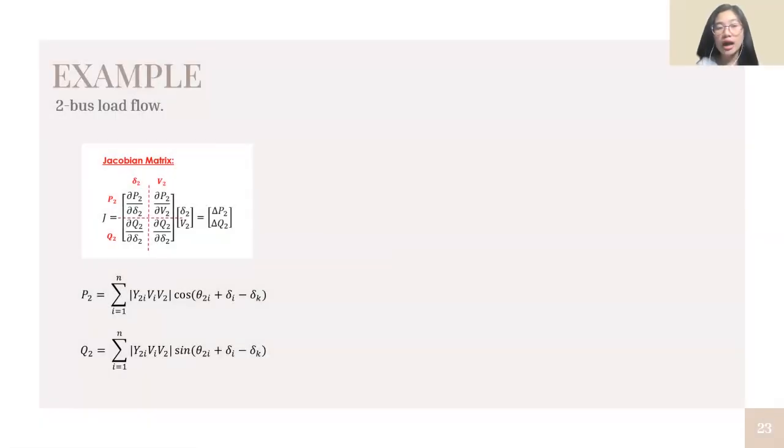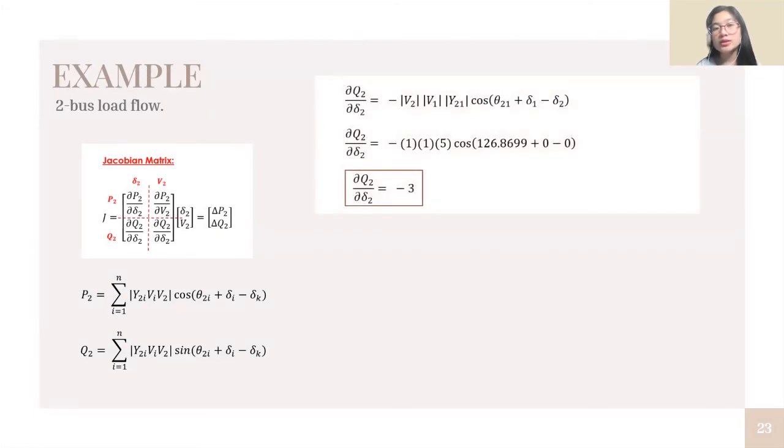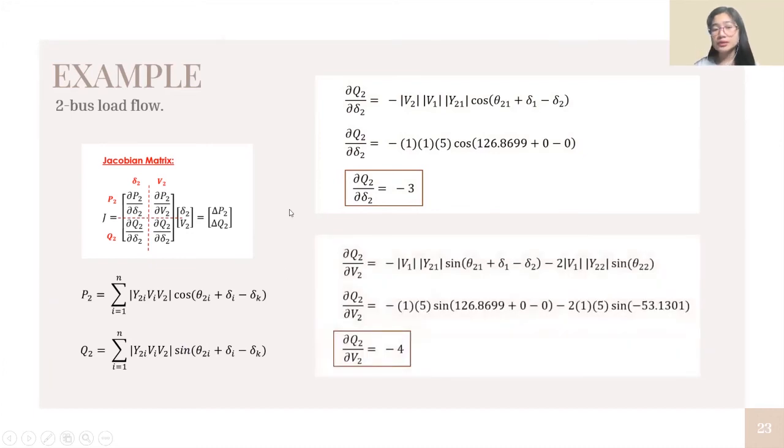Now, to solve for our J21. Our J21 is Q2 over delta 2. From that, we arrive with this equation. And it has a negative sign, as you can see here, as we said earlier, if we are to expand this, we are going to have, actually there is a negative here, it just wasn't placed.